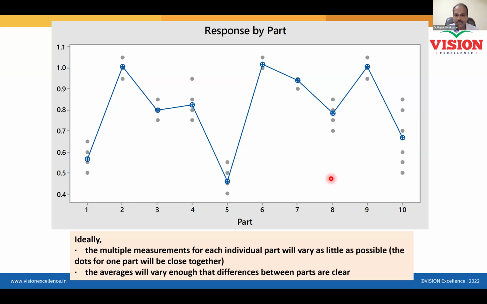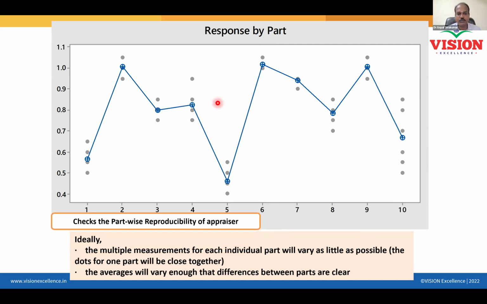Where is your team doing well? Part number 6. Can you see your team doing well with part number 6 and 7? 6 and 7, they are handling well. And 10, very poor. And all other parts also, I see abnormal variation. So which particular part is your team struggling with? That piece of information is coming from this 4th graph. And now what is the corrective action you can do here? Explain the procedure of measuring part number 10 to all your team members. If everybody aligns, the reproducibility variation will come down.